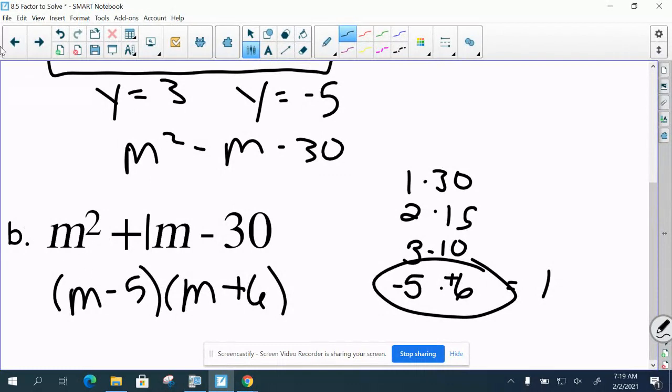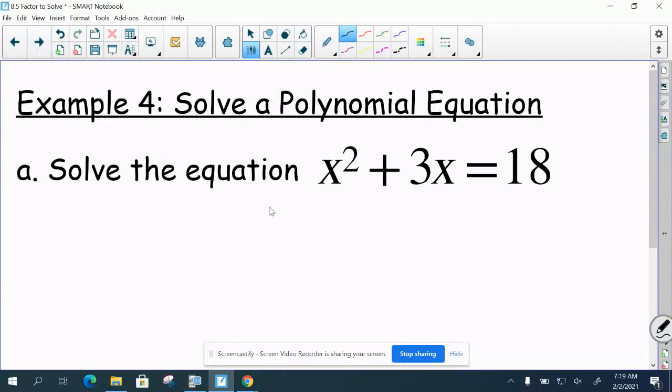I think we will just skip to these last couple examples here. So solving. Okay, so if it's like this and you want to solve, there's an equal sign. You have to have equals 0 to solve, but this equals 18. So what we're going to do is subtract the 18 over. So we'll have x squared plus 3x minus 18 equals 0.